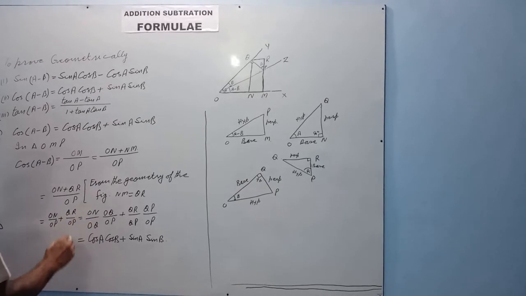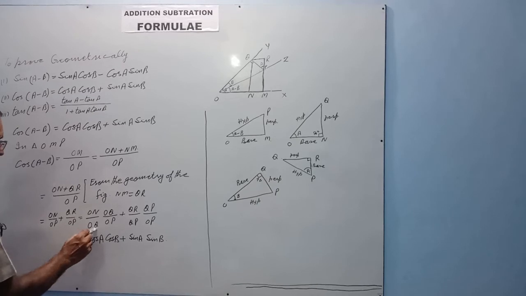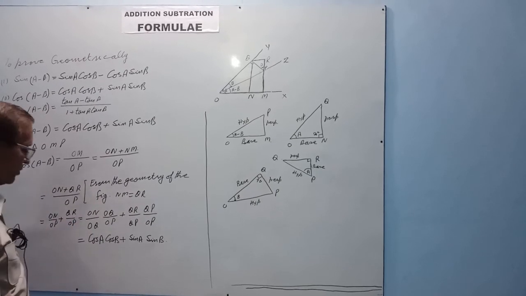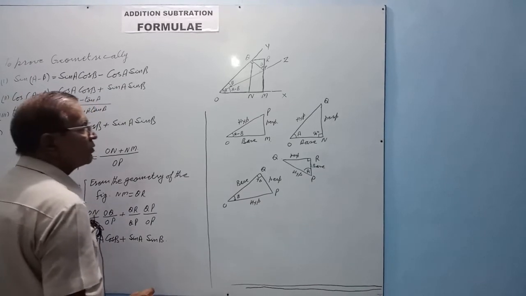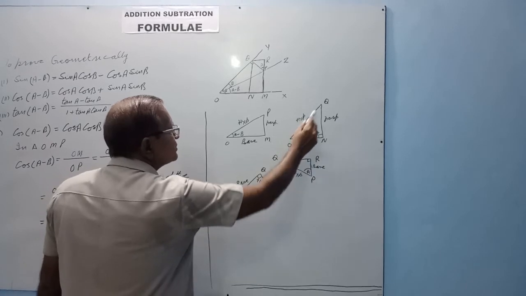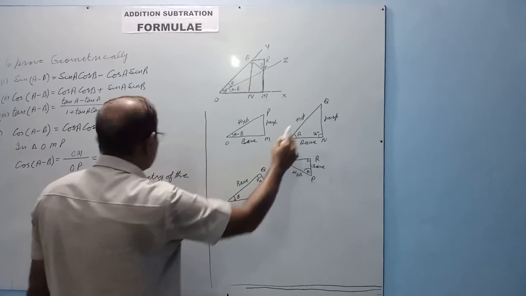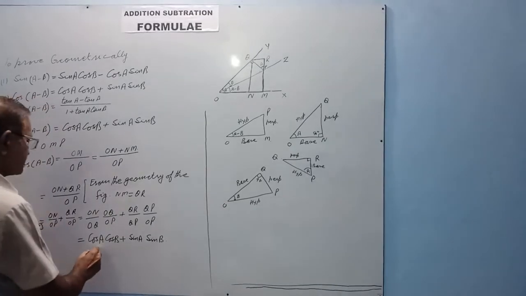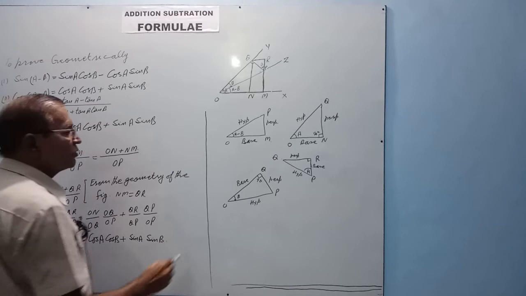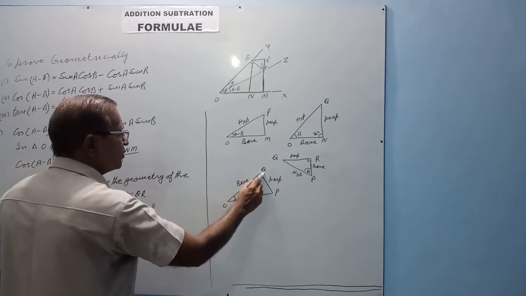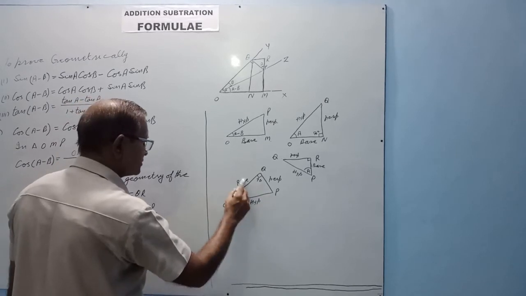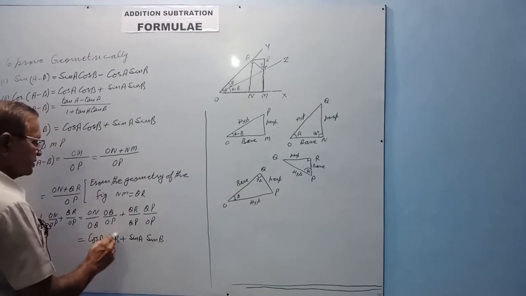First I want cos A, OQ. So ON by OQ. In triangle A, ON is base, OQ is hypotenuse. Base by hypotenuse, thus it is cos A. OQ by OP: OQ is base and OP is hypotenuse. Base by hypotenuse, cos B.